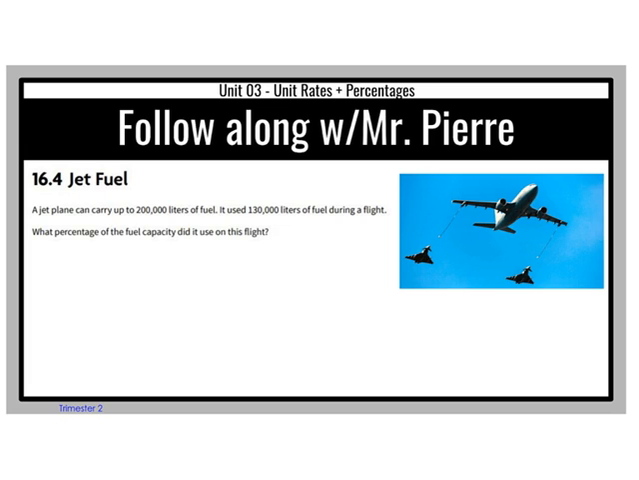We have that the plane can carry 200,000 liters. This is the total. That's how much it can carry. And it's used 130,000 liters of the fuel. That's the part. So we can create, by having this part and total, a fraction where the part is going to be the numerator and then the total is going to be the denominator.